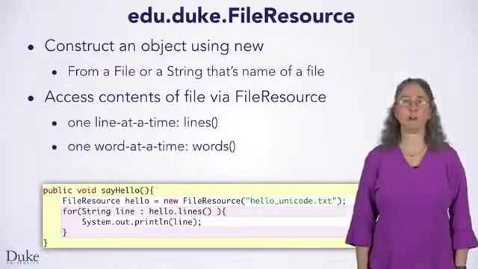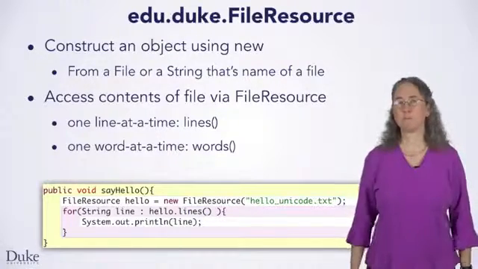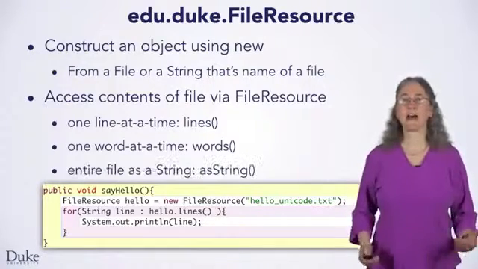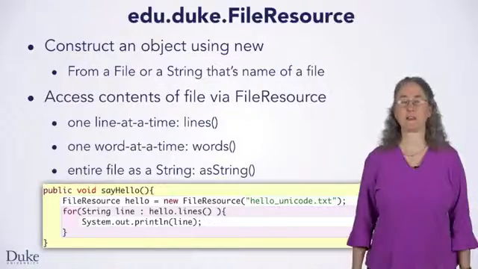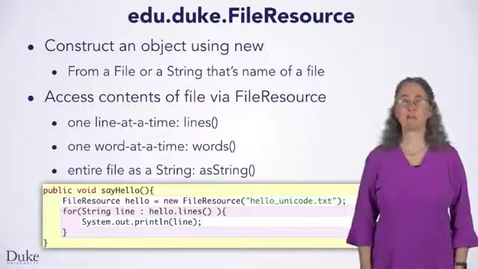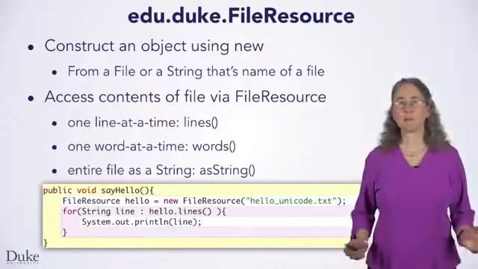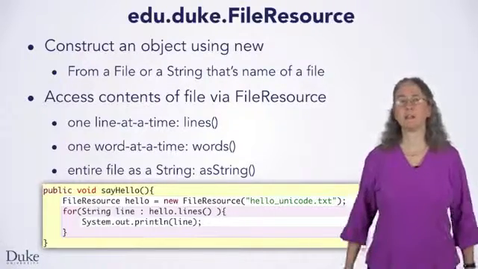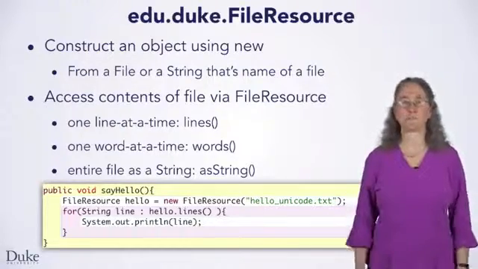For example, you could access a file resource one word at a time using the method words. And it's even possible to access the entire file as one string using the file resource method asString. In later lessons, you may have a use for that functionality. Although you haven't used all these methods, we're summarizing them here to remind you that in reading documentation, you may find methods that you haven't used yet.